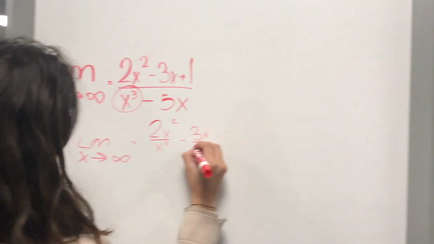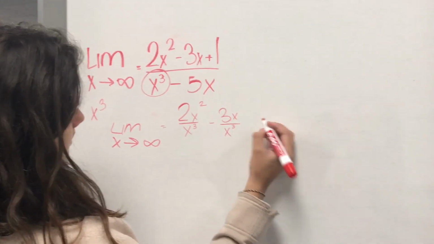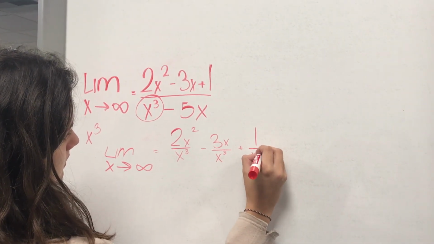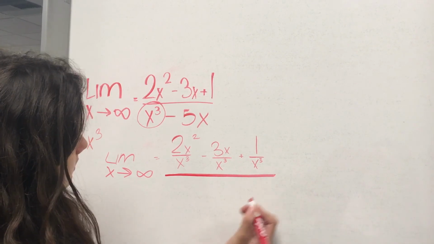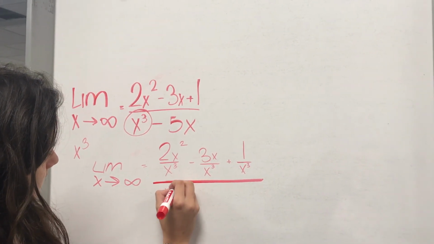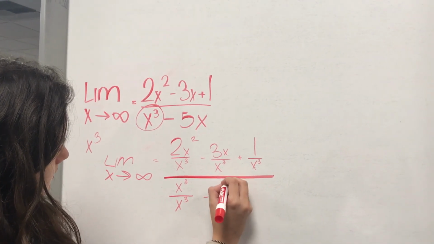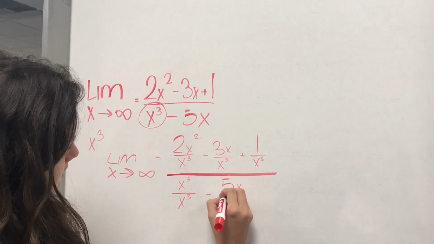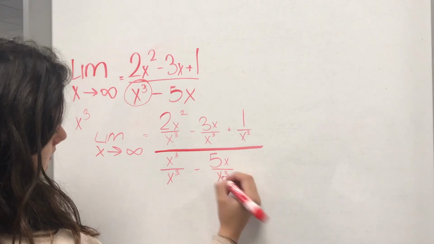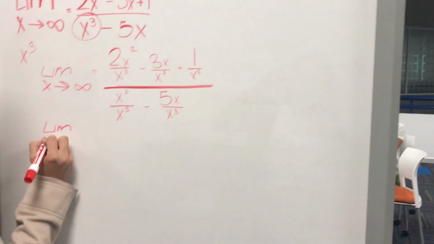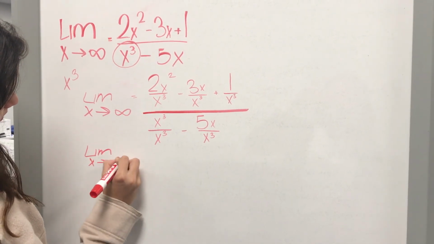Minus 3x over x to the third plus 1 over x to the third, all over x to the third over x to the third, minus 5x over x to the third. We rewrite limit of x approaching infinity.